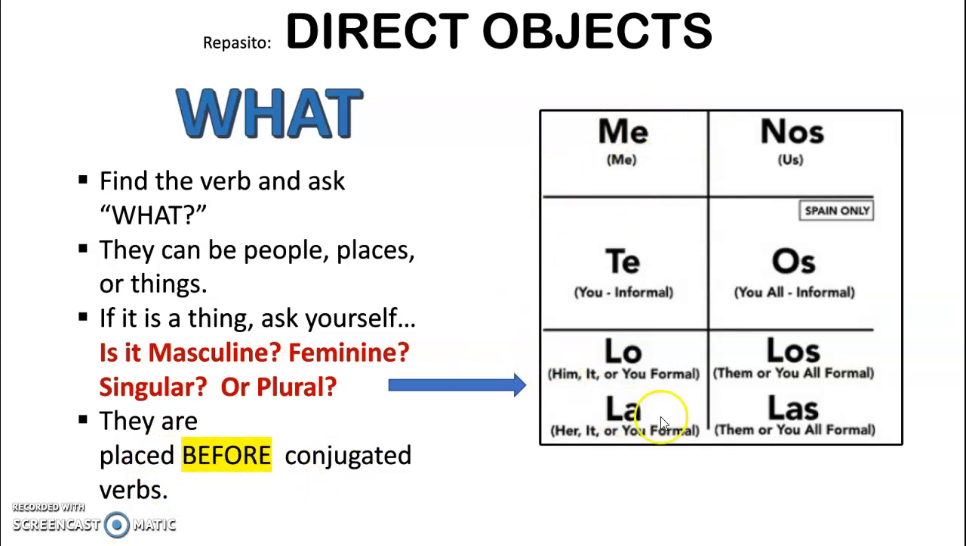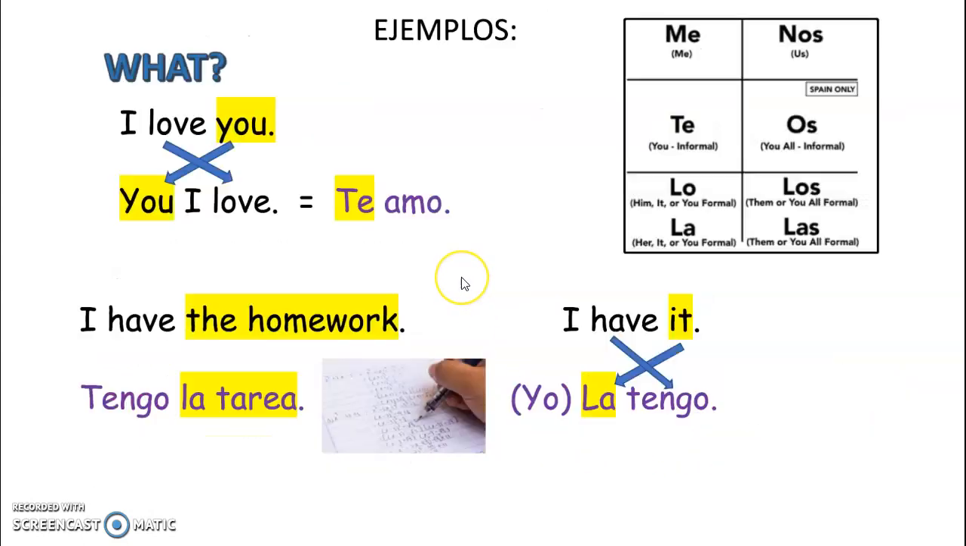So here's all of them. Me, te, lo, la, nos, os, los, las. But we're going to mostly deal with these four down here. Ejemplos. So you ask yourself, what? I love you. What do I love? You. So in English, you put it behind the verb, but in Spanish, it goes in front of the conjugated verb. So it's backwards. Literally, you say you, I love. In this case, you is familiar, and it's te, so te amo.